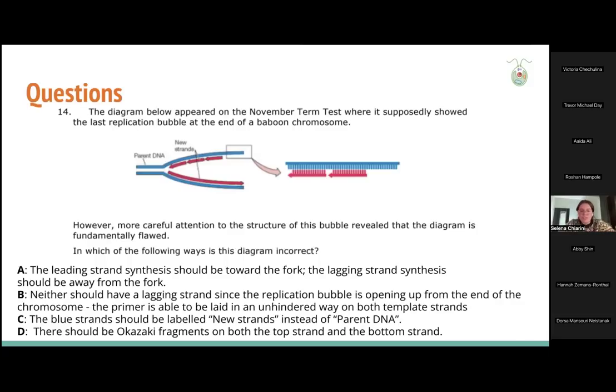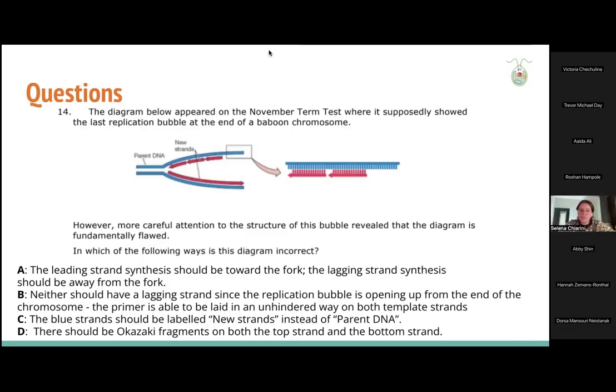C says the blue strands should be labeled new strands instead of parent strands. Okay, so if we were to label the blue strands as the new strands instead of the parent strands, we would be saying that that is the DNA that we are newly synthesizing. That's incorrect because that's the DNA that's actually unwinding and acting as the template for our newly synthesized strands.